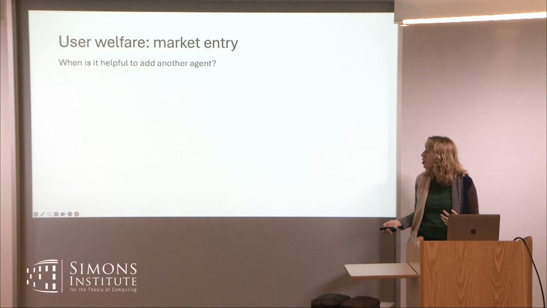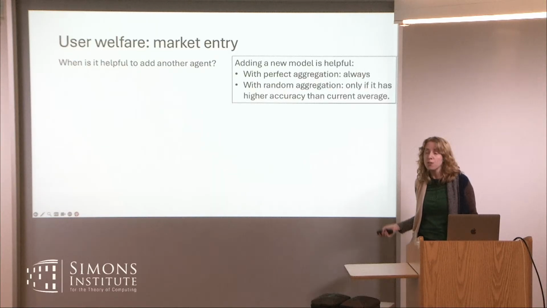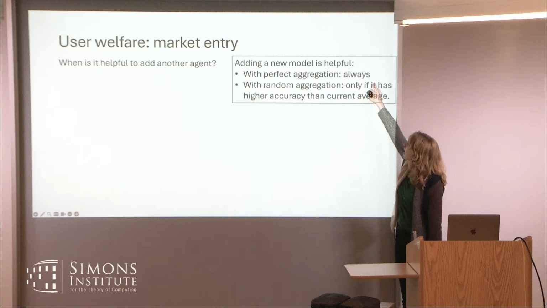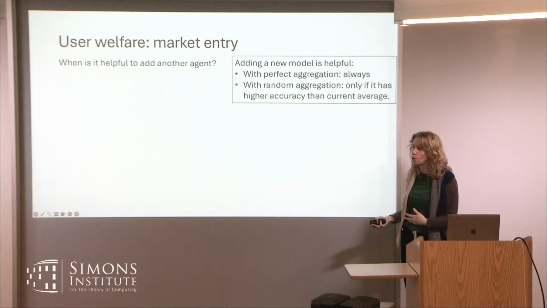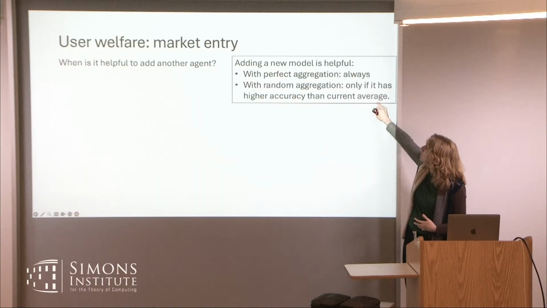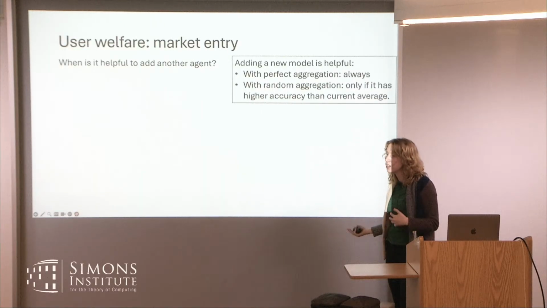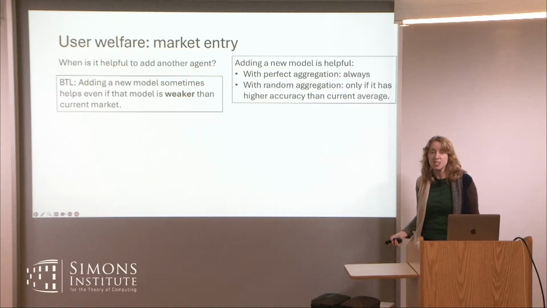Starting with market entry: when is it helpful to add another model to the market? We'll start out with our two limiting cases, random aggregation and perfect aggregation. With perfect aggregation, if you can always find the best model from a large set of models, adding a new model to the market is always going to be helpful. You can just always find it, or you have free disposal. With random aggregation, adding a new model is helpful if and only if it has higher accuracy than the average market. So basically, it's only useful to create a brand new model if it's more powerful on average than the existing marketplace. With imperfect aggregation, these two extremes break down.